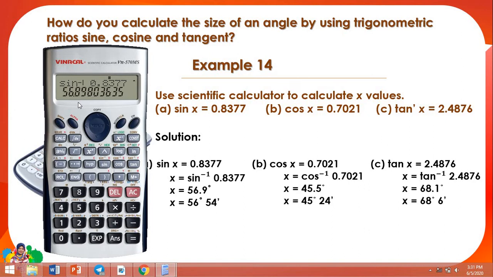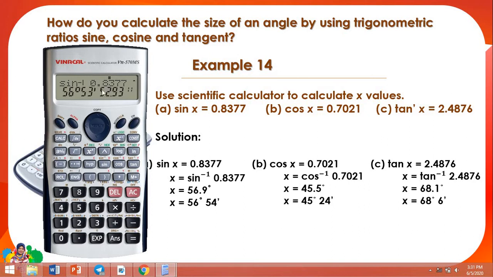Or if you want the answer in degrees and minutes, you press the degrees, minutes and seconds button. The calculator will then give you the answer in degrees, minutes and seconds: 56 degrees, 53 minutes, 52.93 seconds. And you just give your answer in degrees and minutes.